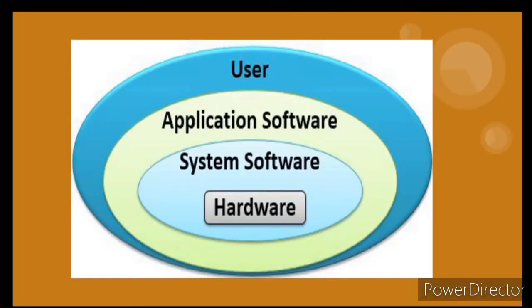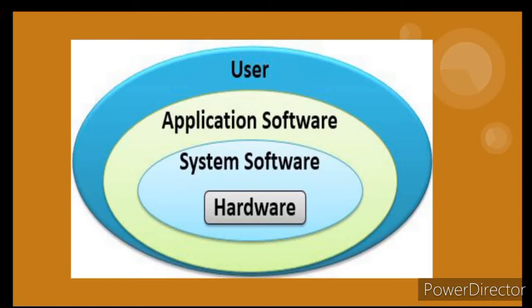In this system, the user cannot directly communicate with the hardware. It is communicated through application software to system software, and system software to hardware, because hardware is the physical component. What is hardware? Hardware refers to the physical components of the computer.